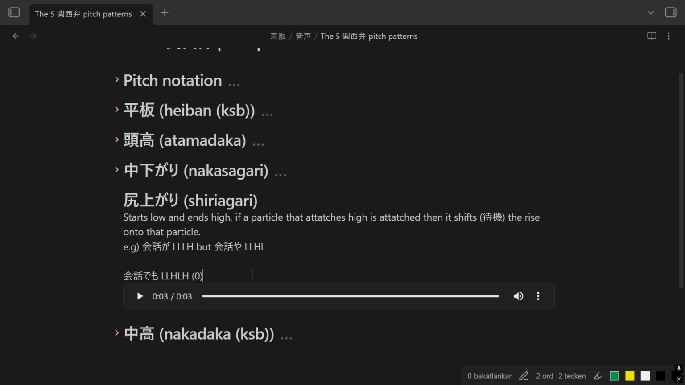So as you can hear, I think this pattern is the most stereotypically Kansai Ben-ish pattern. And it's very easy to hear as well when you're immersing.